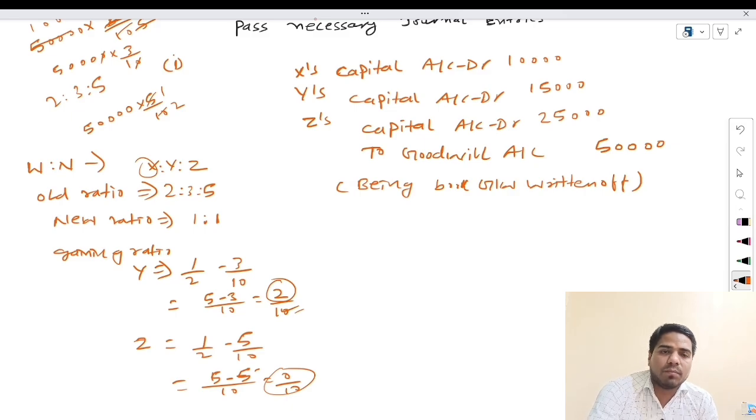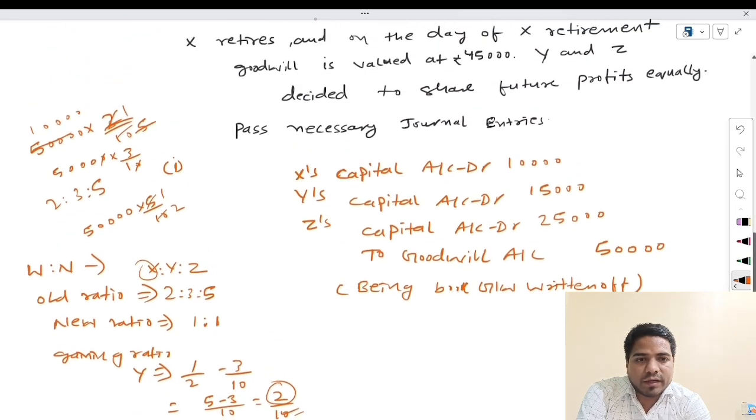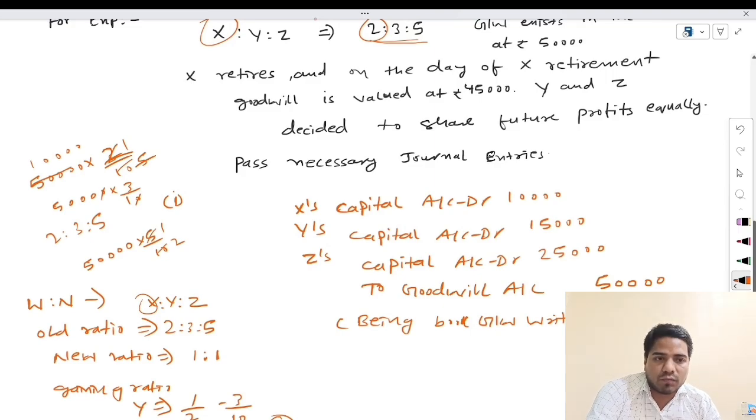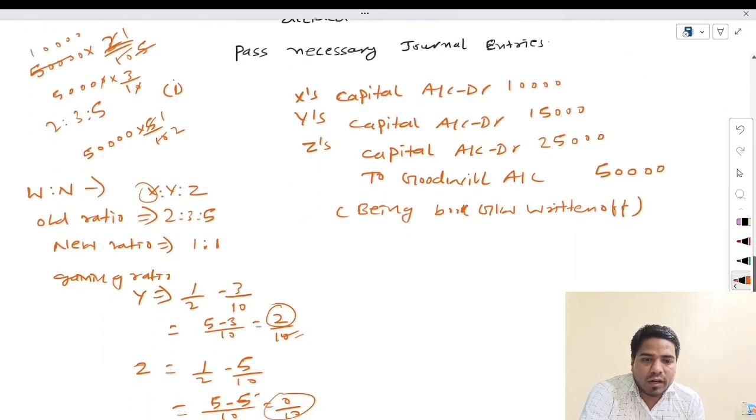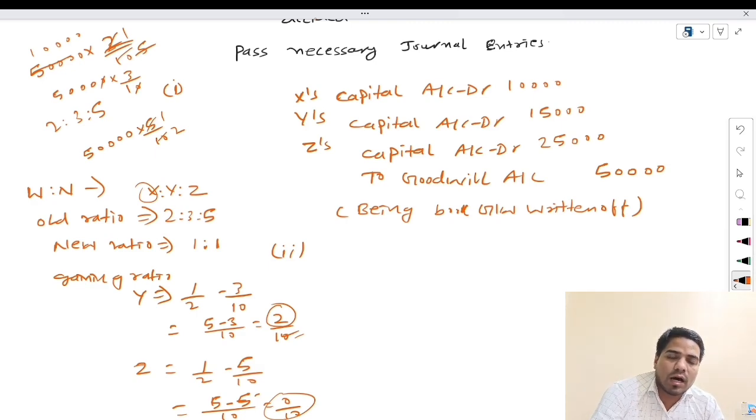So what entry will you pass here? First of all, we have to calculate the value of the retiring partner's goodwill. Total valued goodwill is how much? 45,000. Multiply by the share of the retiring partner. How much is the share of the retiring partner? 2 upon 10. It means here 9,000 would be the value of the retiring partner's goodwill. Now what entry will you pass here? Because only one partner is gaining here, all the share of goodwill will be debited to that one partner only, not the other partner.